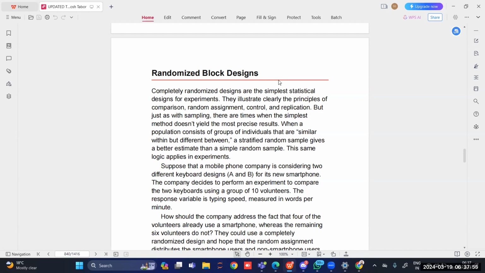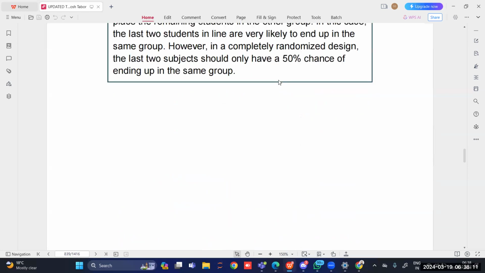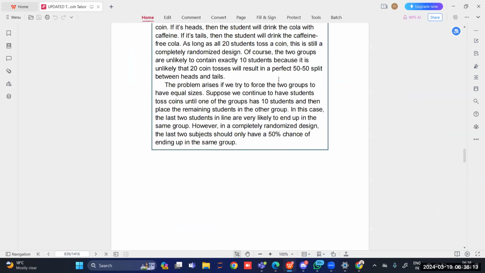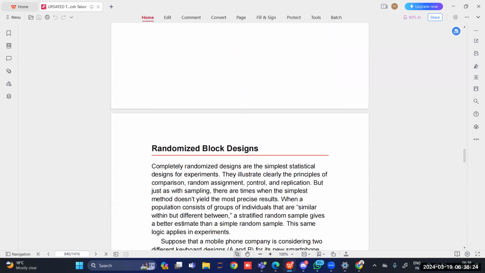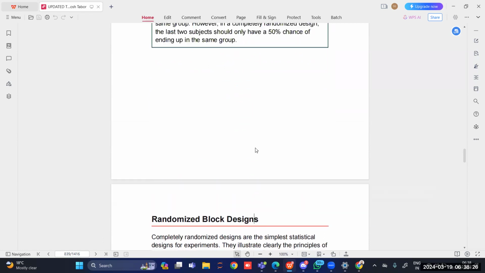What we have done, first of all, comparing. We are comparing the output. Then we are doing the random assignment of treatments to the experimental units. Then what third thing are we doing? We are controlling. We have learned the definition of control. What is the definition of control? Control means that we just concentrate on one explanatory variable and keep all the other explanatory variables constant. Yes or no? That was the meaning of control. Correct? So we are doing control here also.